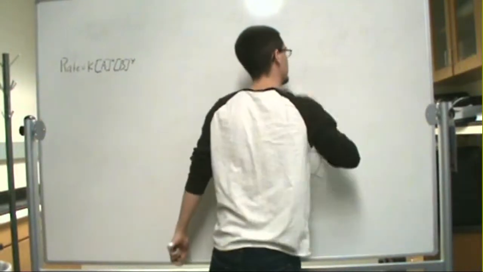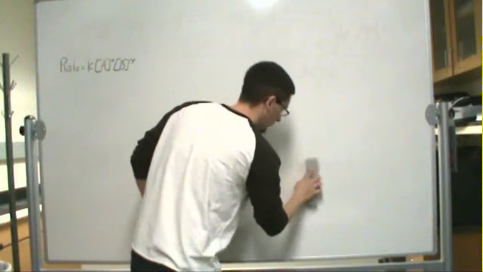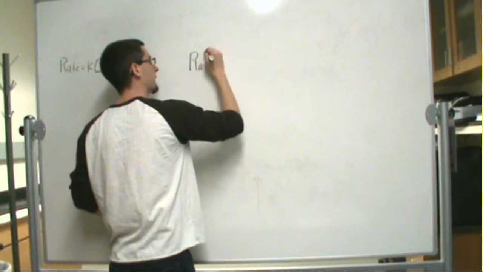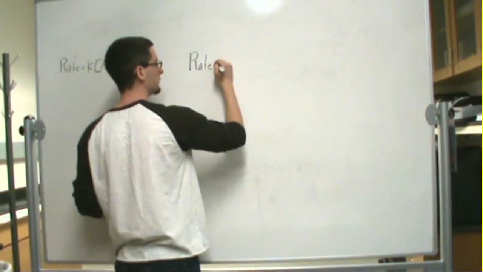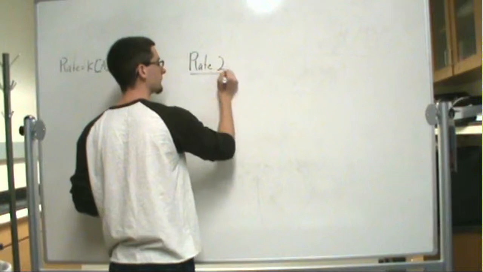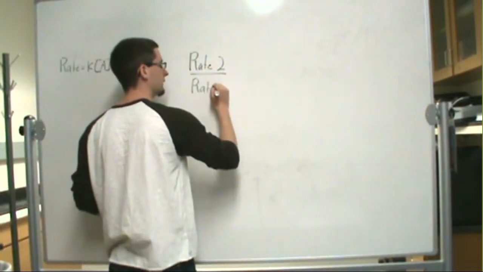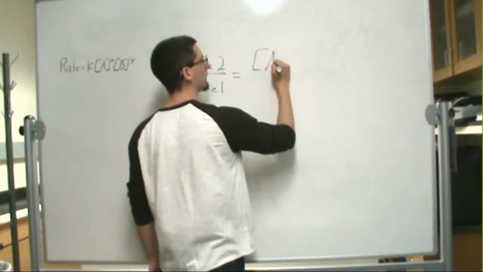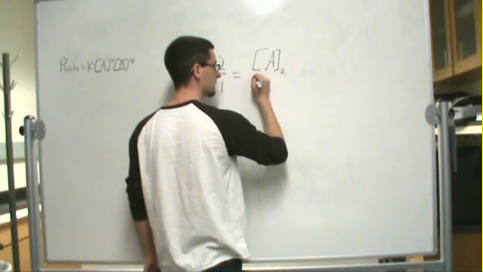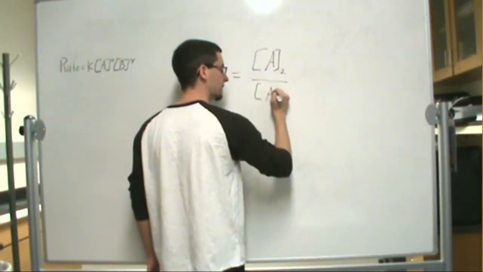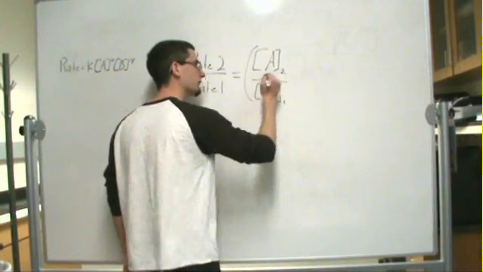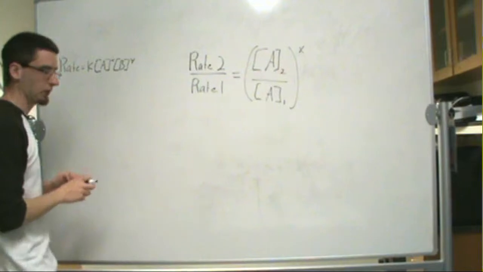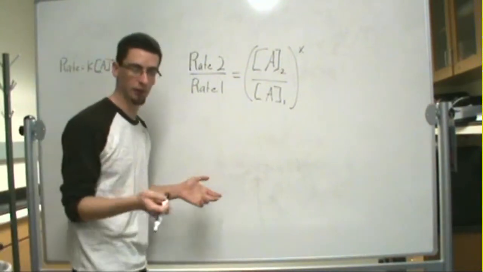So how do we find that order? Well, the way I like to do it is, you have the rate at time 2 over the rate at 1 is equal to the concentration of whatever species you're looking at. We're going to be looking at A at 2, divided by the concentration of A at 1, all raised to the power of x. So what do we do from here? Well, we plug in values from that previous table that we looked at.